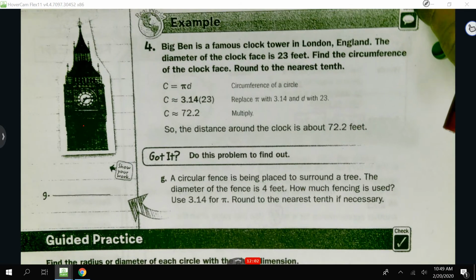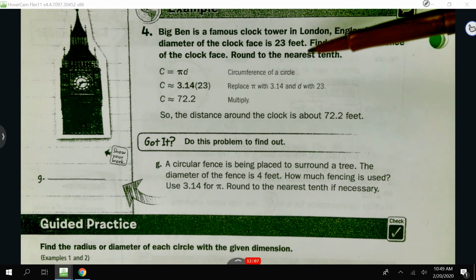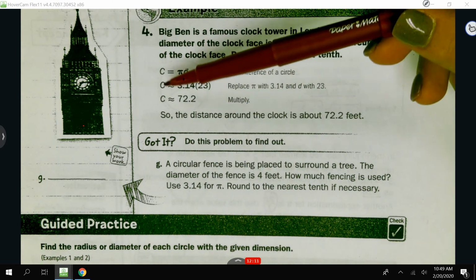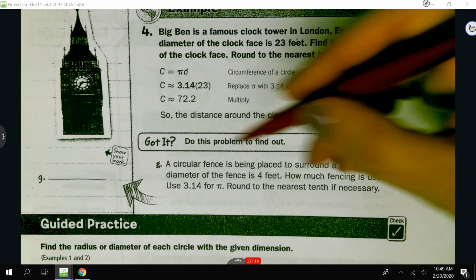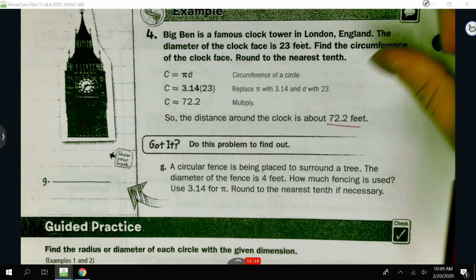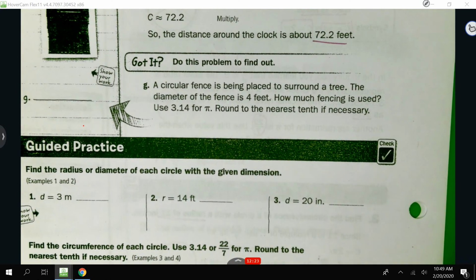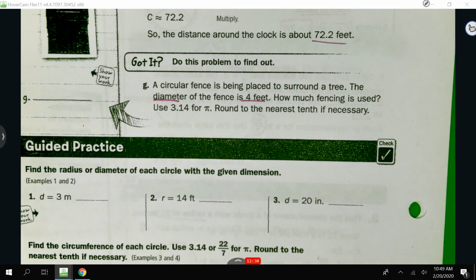All right, number 4 is just another example that they've given. Your diameter is 23, so they're using pi times d. They're using 3.14, which is what I normally use. So their circumference is 72.2 feet. G, it says a circular fence is being placed to surround a tree. The diameter of the fence is 4 feet. How much fencing is used? Use 3.14 for pi, and then round to the nearest tenth if you need to.